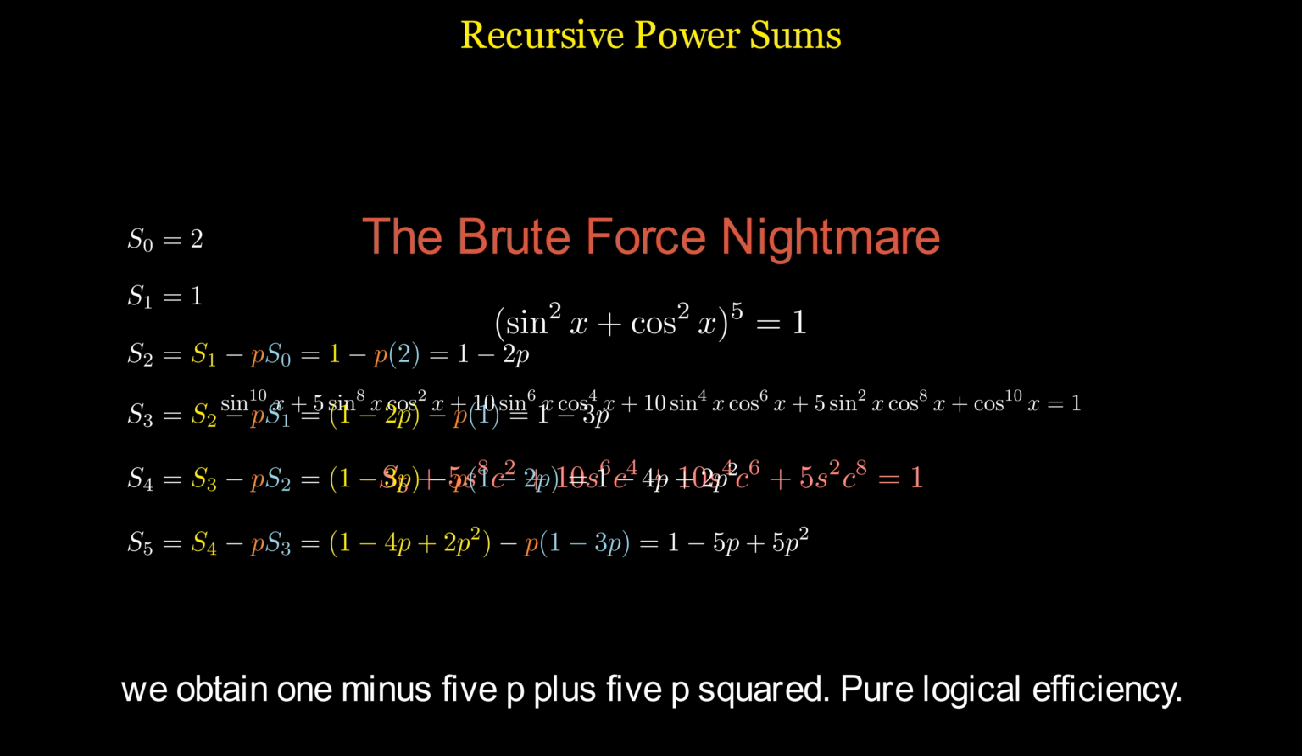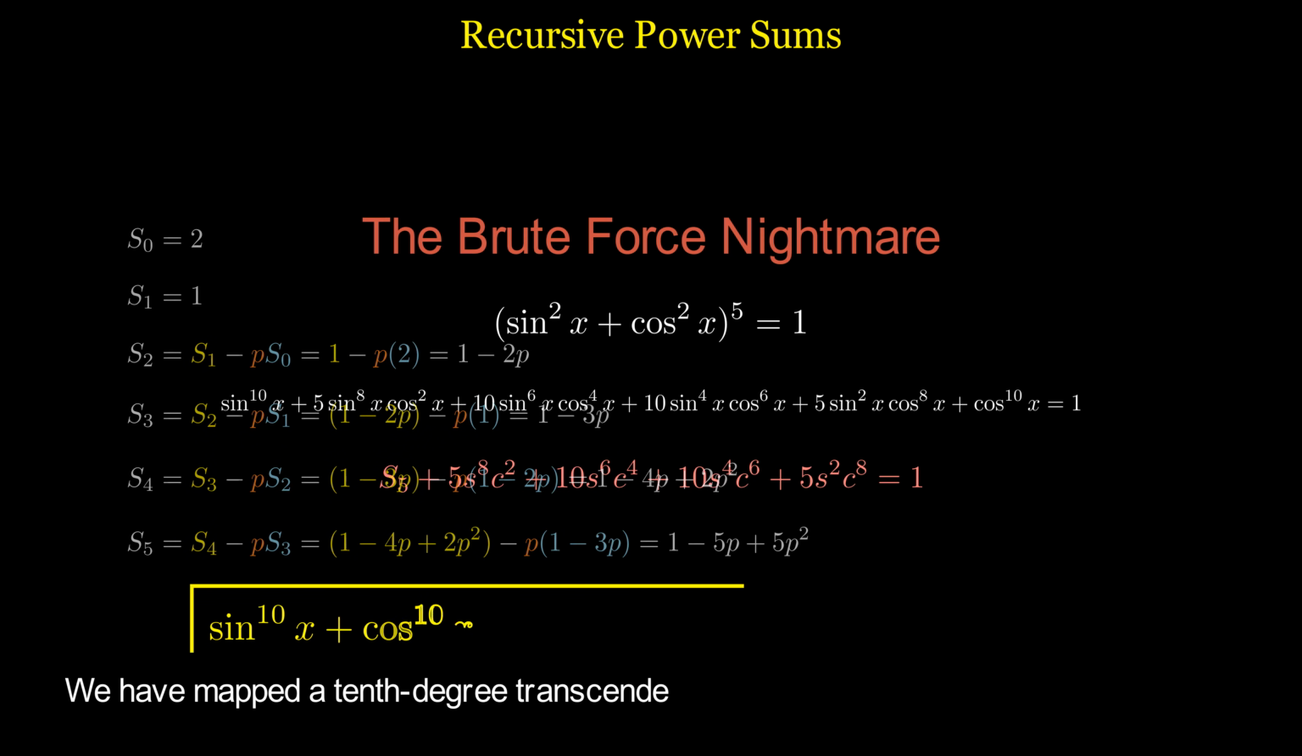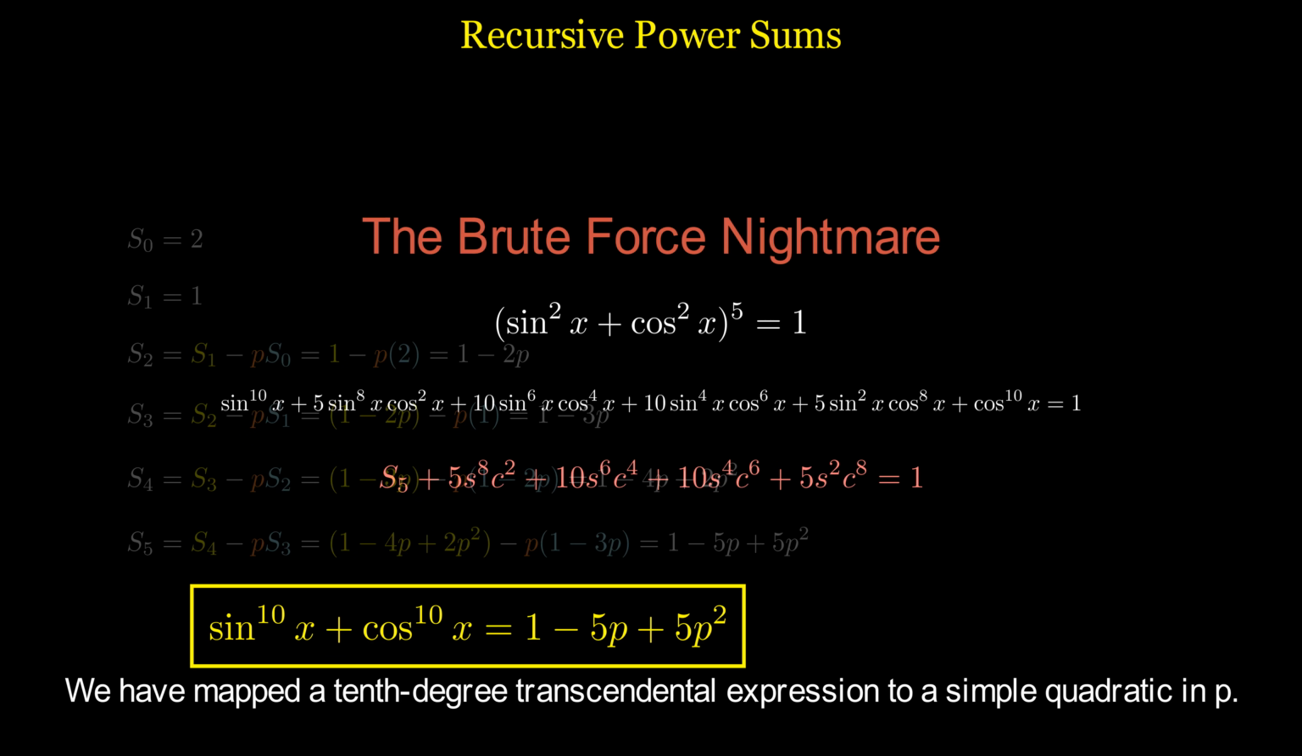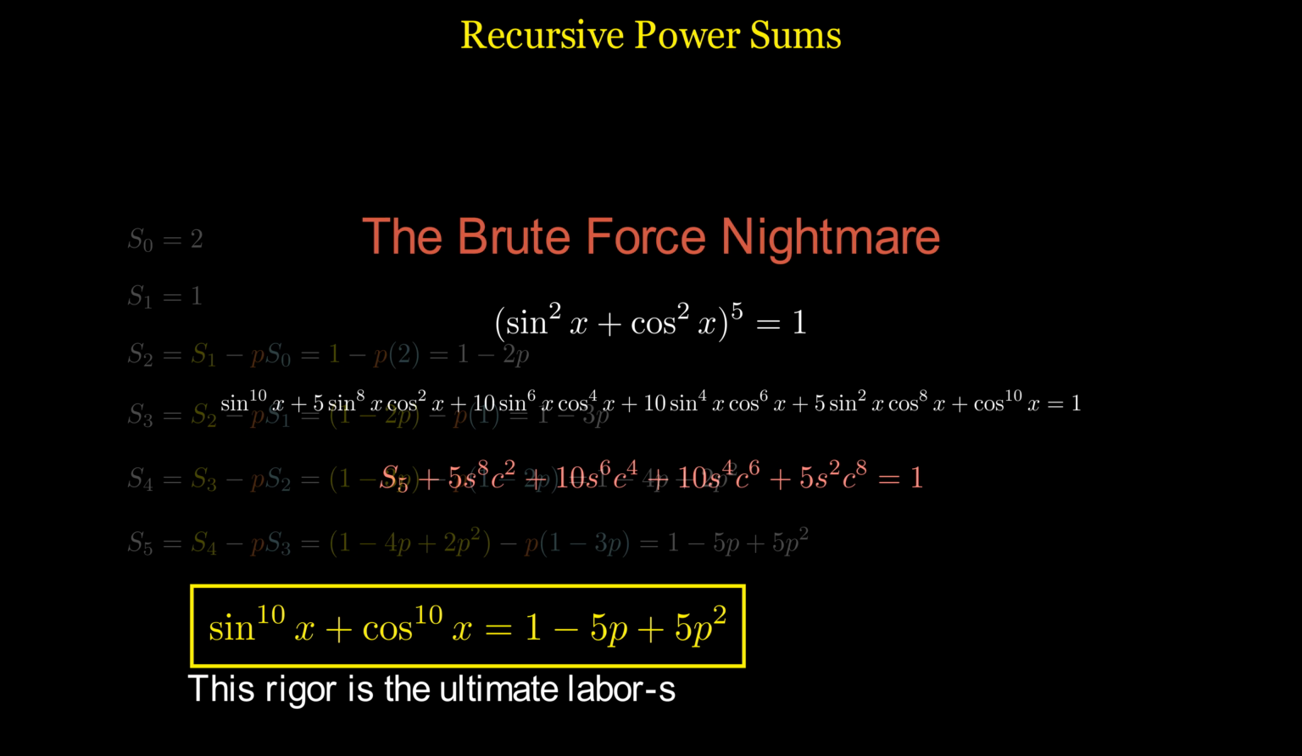We have bypassed pages of expansion with a few lines of logic. We have mapped a 10th-degree transcendental expression to a simple quadratic in p. This rigor is the ultimate labor-saving device in mathematics.